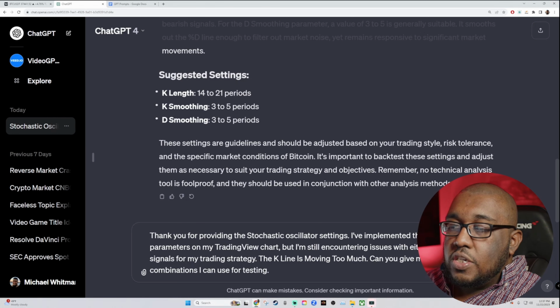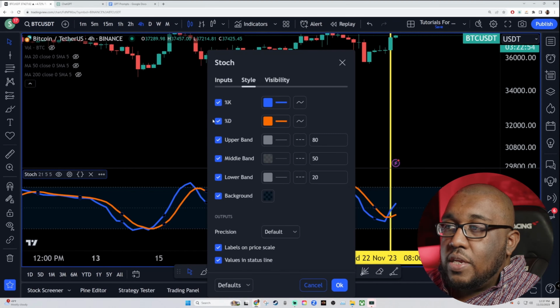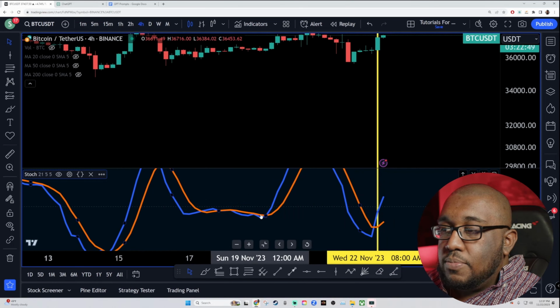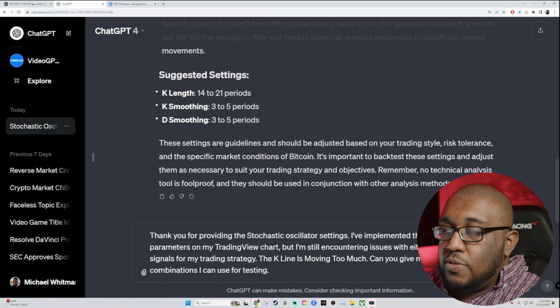And then from here, you have to adjust one more thing. The K line is moving too much. If you don't know which one the K line is at any point, go over here and look at the colors. It'll say K, and that's the blue one. Maybe I want the K line to move more, perhaps. Normally I don't, but let's just say for this example I did. The K line is moving too much, I'll leave it there. Or I can say the K line is not moving enough. Can you give me 5 other setting combinations I can use for testing?